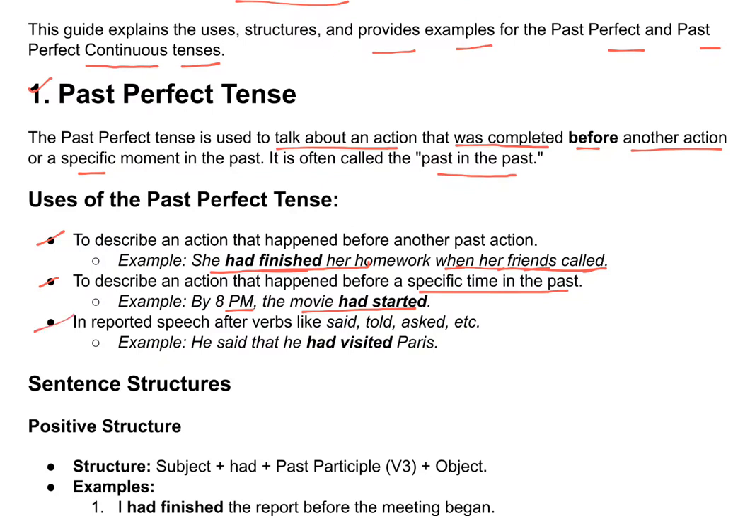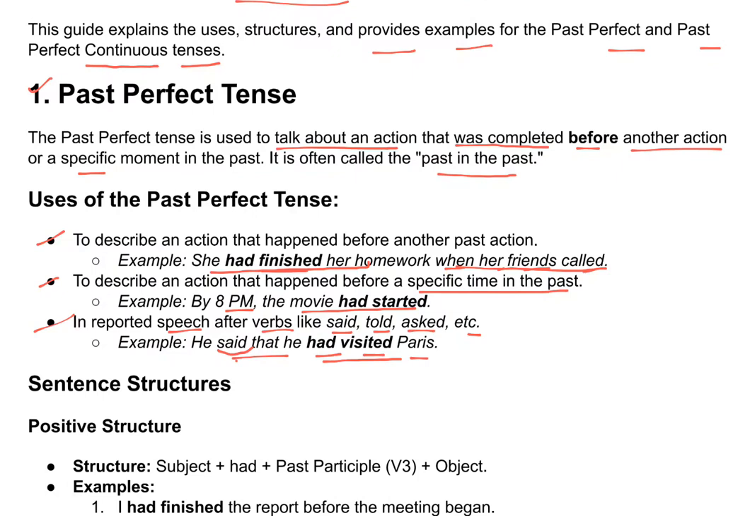And third, reported speech after verbs like said, told, asked, etc. Example: he said that he had visited Paris. Here we use said, so it shows verbs like said, told, or asked. In this sentence, said shows past. He said that he had visited Paris. Okay, so these are all uses of the past perfect tense.